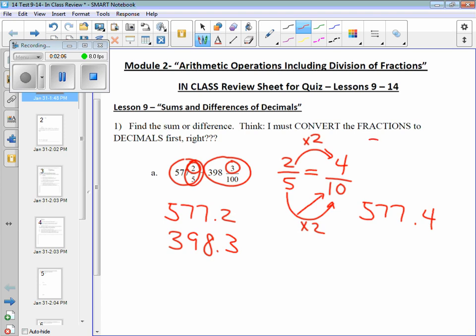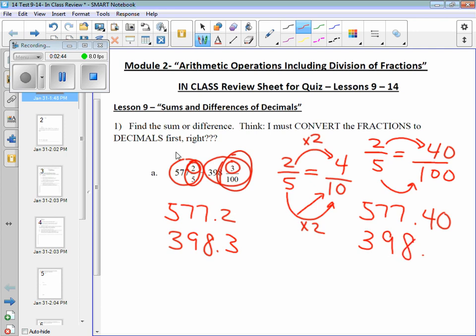You could also do it this way. Some kids did do it this way and made it as an equivalent fraction over 100, like a percent. In this case, you're multiplying by 20. That's then going to make this 40 hundredths. And that would then create 577 and 40 hundredths, still 0.4 or 0.40. This fraction already has a denominator of 100. You just have to remember that 3 hundredths is expressed as 0.03.